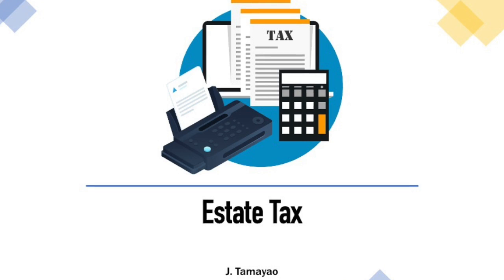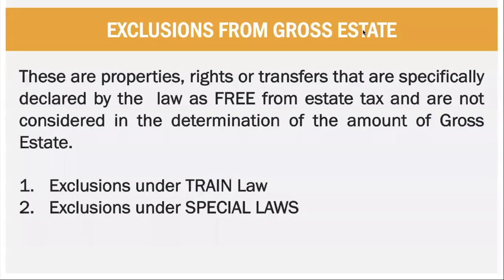Let's start now with exclusions from the gross estate. These are properties, rights, or transfers that are specifically declared by the law as free from estate tax. As a general rule, all items must be subject to estate tax if there is a transmission of property from a decedent to an heir. However, under the law, certain items that would be included in the gross estate are excluded because of these provisions of the law. So they are not considered in the determination of the gross estate.